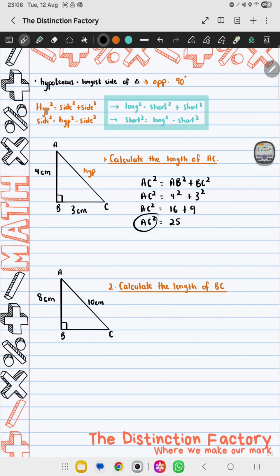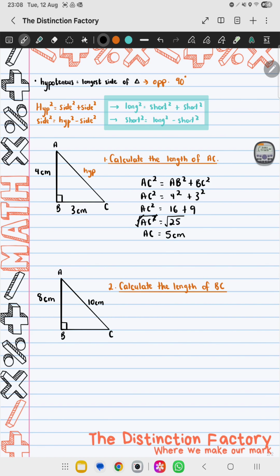However, this is AC squared. We just want the length of AC alone. So I need to get rid of that square, and in order to get rid of it, I will have to root both sides. So the square root and the square will cancel off, and I am just left with AC. And then the square root of 25 is 5 centimeters, which will be our length.